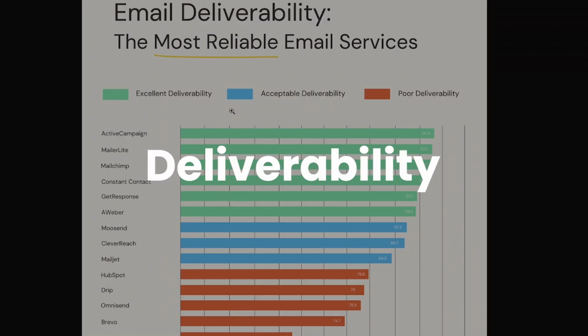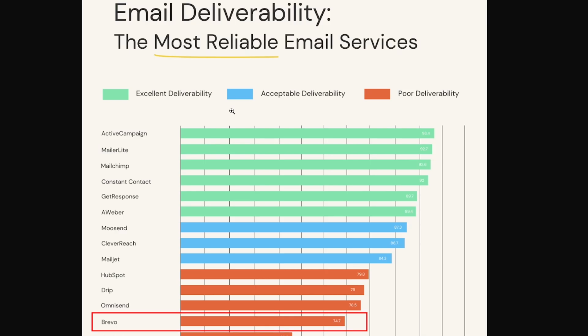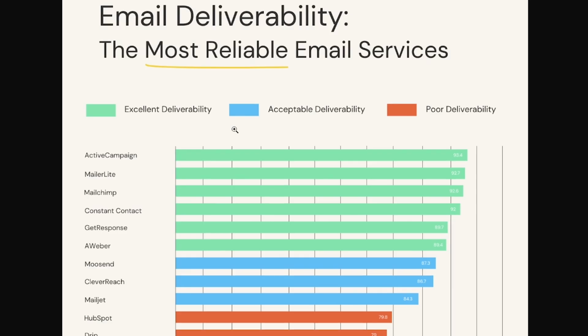Both platforms have good deliverability rates. MailerLite has a 92.7% score, which is up there with the very best, and Brevo's deliverability rate is 74.7%, which is lower than MailerLite and not amongst the industry leaders. Most of your emails will still reach inboxes, but it's not as strong as some competitors.